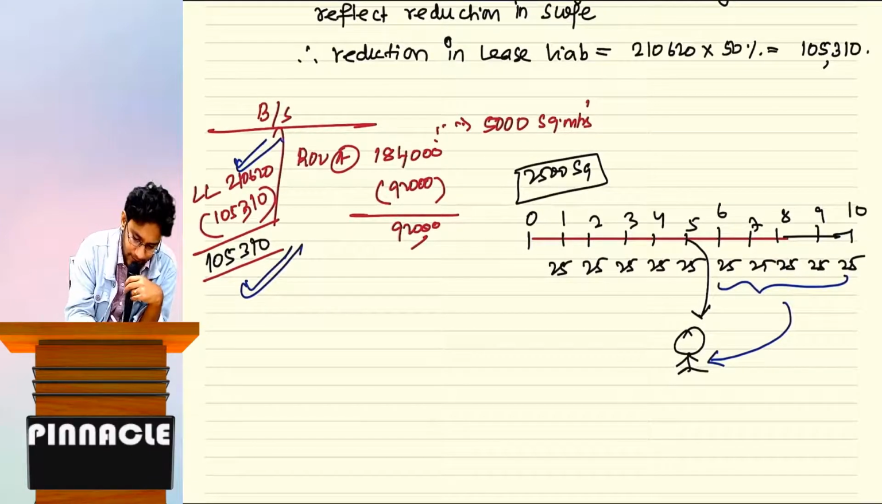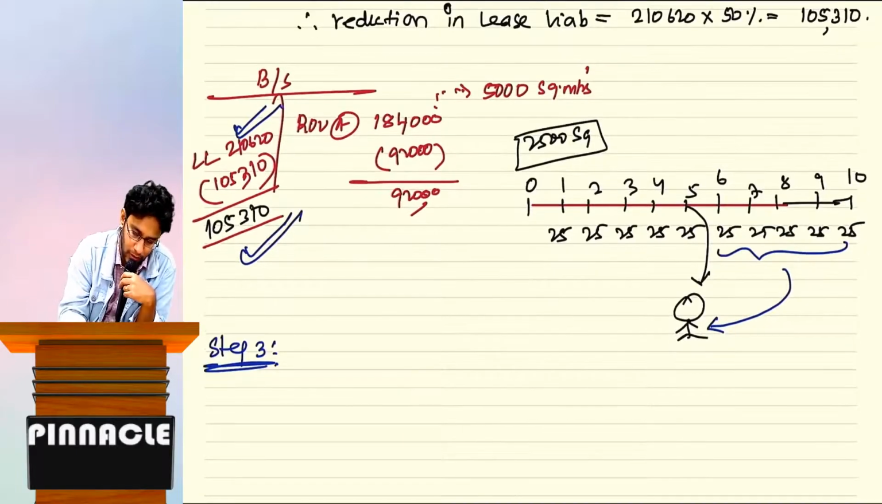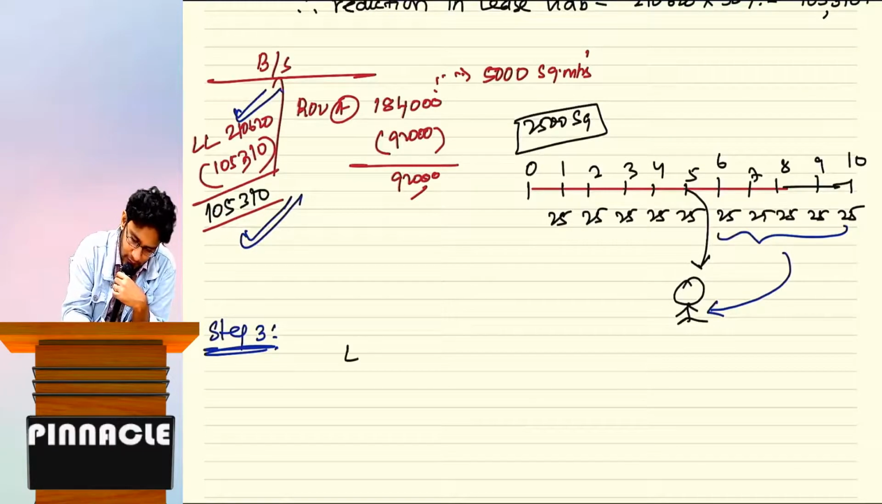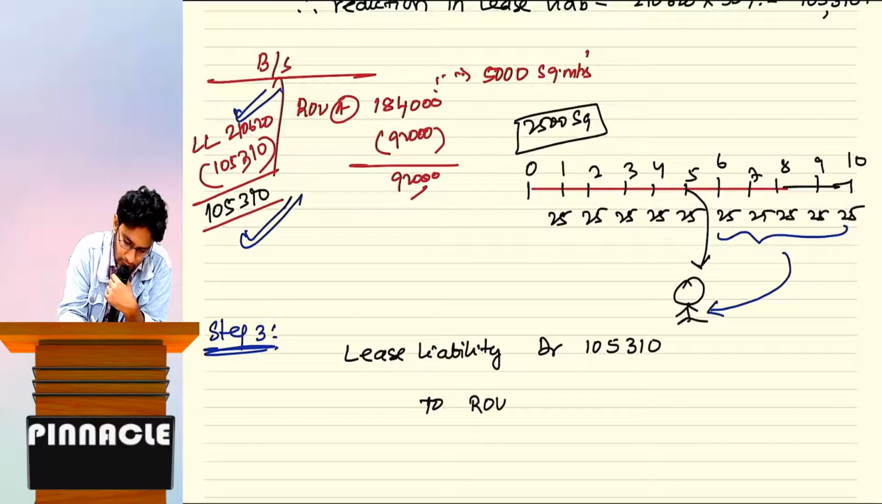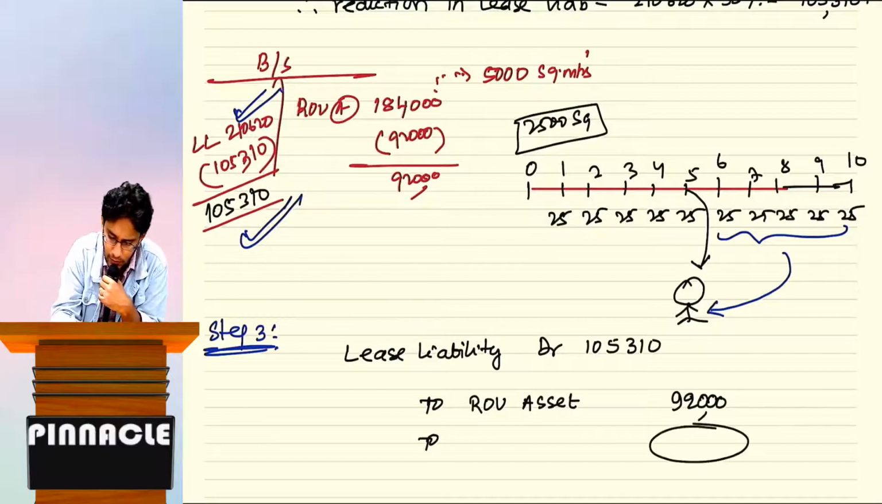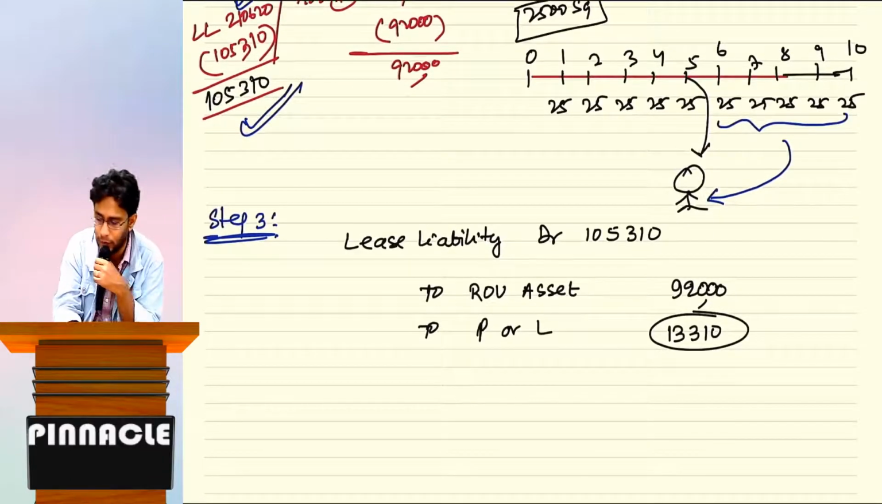Step number 3, please. Write the entry, sir, and automatically the effect will come there. Entry is: debit lease liability with 105,310, to credit ROU asset with how much? 92,000. And then there is a gap, 13,310. This you transfer to PRL.